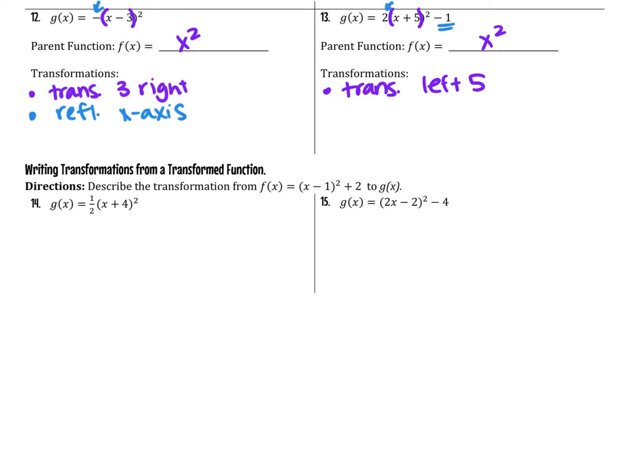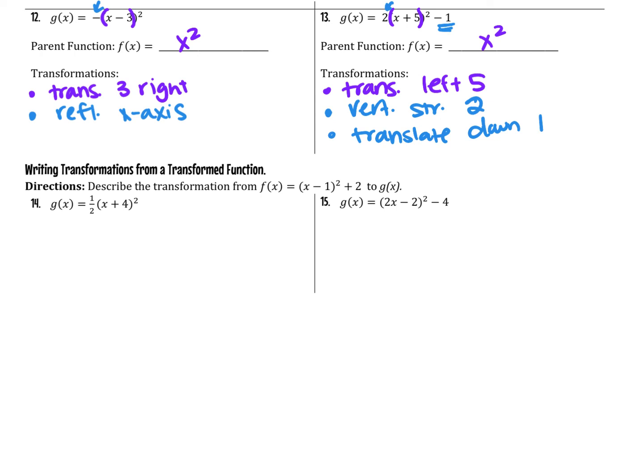There's two things happening on 13. There's this 2 in front and this -1 in back. Which of them would happen first to the thing that's being squared? The 2. So that's a vertical stretch by a scale factor of 2. And then this -1 would happen last. So the last thing we're going to list is that we're translating down 1.